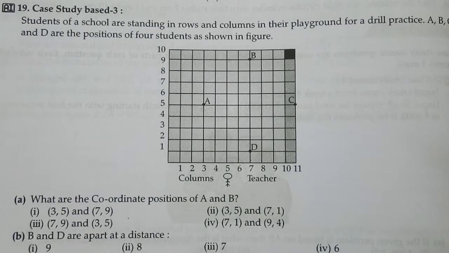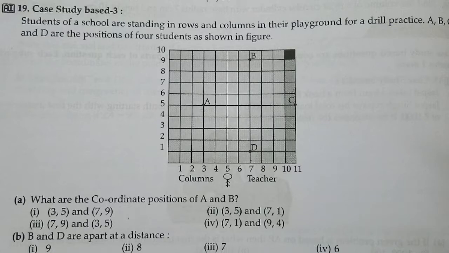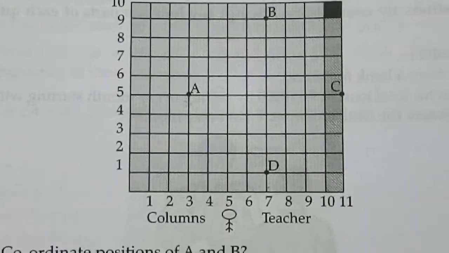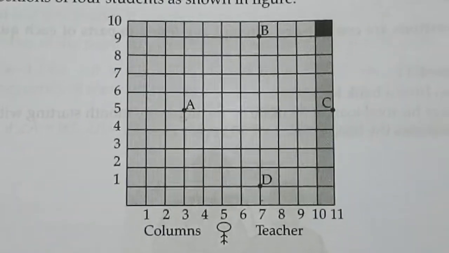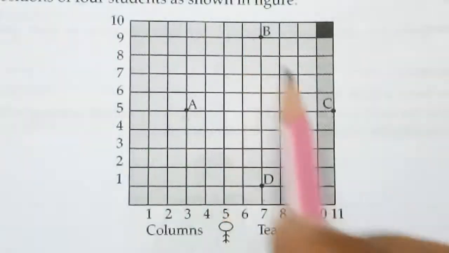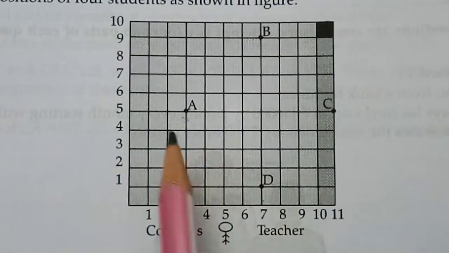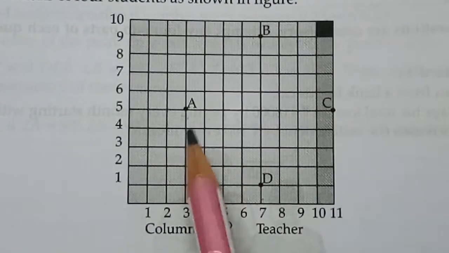This is a case study question from the chapter Coordinate Geometry. Students of a school are standing in rows and columns in their playground for a drill practice. A, B, C and D are the positions of 4 students, which is given in the figure. So here it is A, B, C and D. Let us first find the coordinates of A, B, C, D.